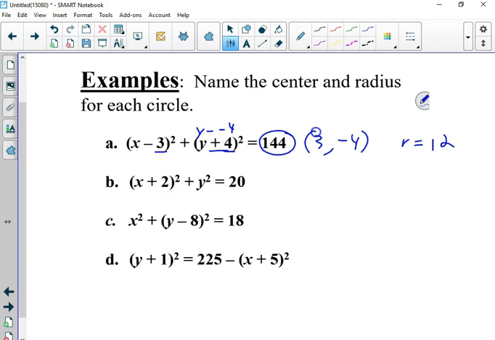Okay? So, again, this is really x minus negative 2. So that's going to be negative 2. This, technically, we don't write it this way, is y minus 0. So that's going to be 0. But if ever you see x squared or y squared, it's just 0. And then the radius is the square root of 20. Remember, though, to simplify this, this is square root of 4 times square root of 5. So that makes it 2 radical 5.